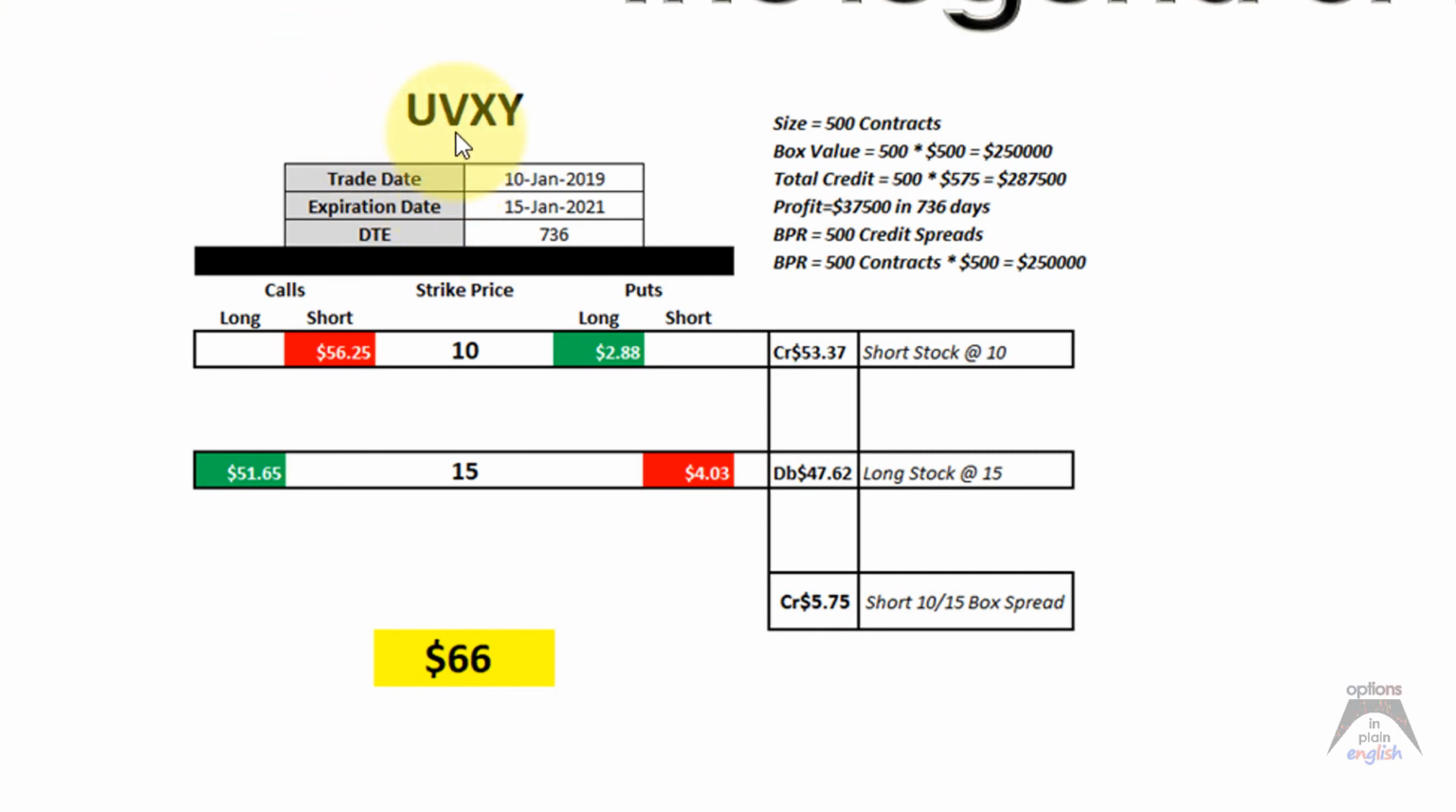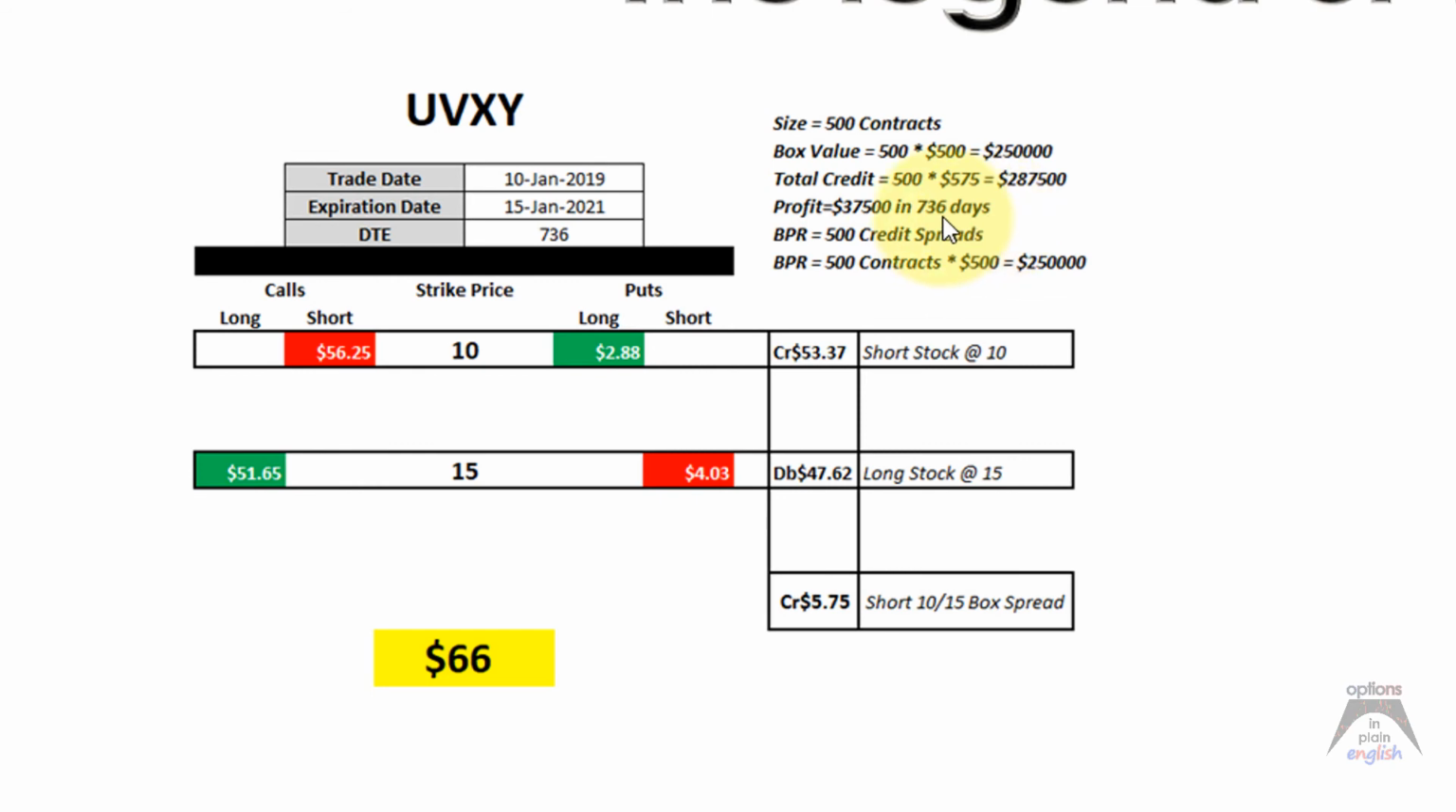So we can continue analyzing here. We have UVXY, with strike prices 10 and 15. This is the same scenario; the only thing I'm adding is a little more information. The size is 500 contracts. The box value is $5 times 100 times 500 contracts, so a total of 250K. The total credit he got was 500 times 575, so he got 287,500.